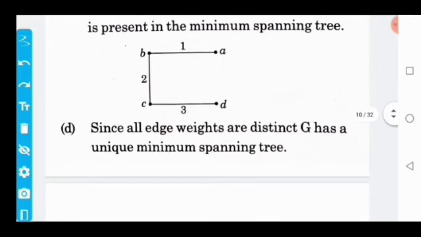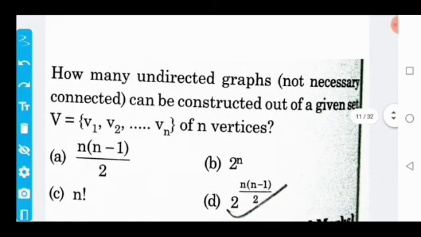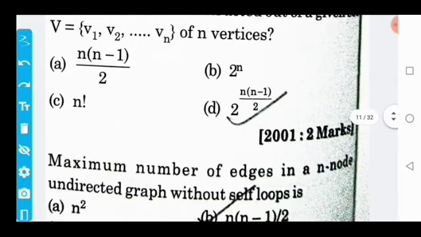Now option D is defined here. Since all the edge weights are distinct, G has a unique minimum spanning tree, that is a true option. Now come to the next question. How many undirected graphs, not necessarily connected, can be constructed out of the given set V equal to V1, V2 till Vn of n vertices? There are 4 options, option A, B, C and D.